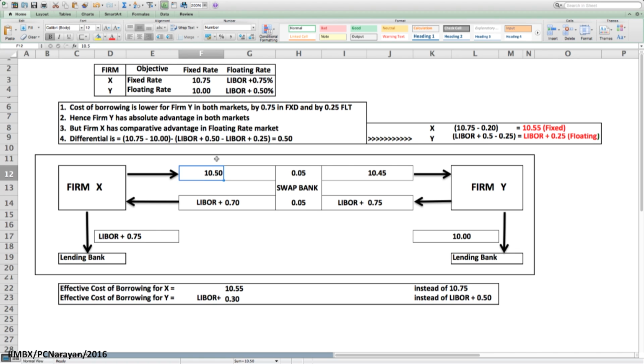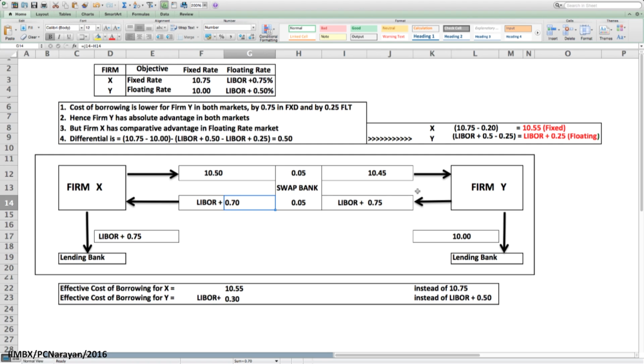If you look at the cash flows, it is 10.5. The bank takes away 0.05. So what flows out is only 10.45. Similarly here, the bank is paying 0.75. The swap bank swallows 0.05. So what goes out is only LIBOR plus 0.7.